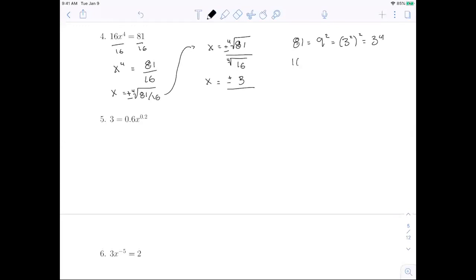And then similar for 16, I know that's 4 squared, which is just 2 squared. 2 to the fourth. This is how I think about it. I don't know if this helps for you, but I like to show what's going on in my little mind. And then the fourth root of 16 is 2. Remember, I'm not putting plus or minus 2 here, just because I'm taking account for it in the numerator, right? And then we're just kind of done from there, right? We have positive 3/2 and negative 3/2, and those are our two answers.